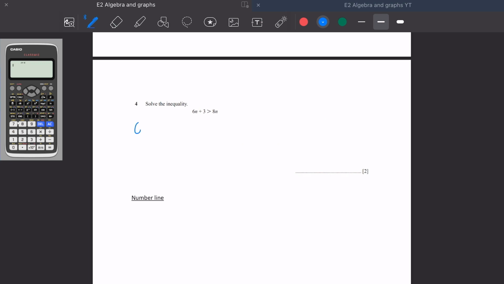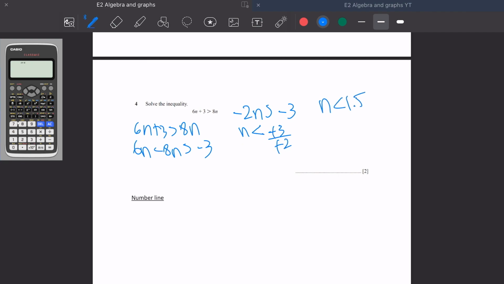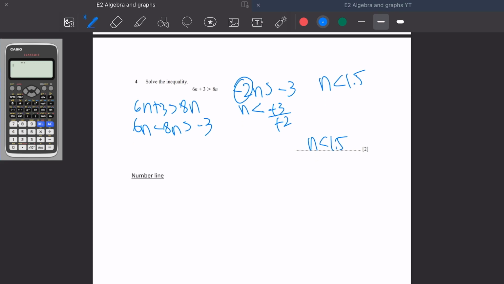Now we have 6n plus 3 is greater than 8n. Subtract 8n on both sides and bring plus 3 to the other side. You get minus 2n is greater than minus 3. So n is less than minus 3 by minus 2, which is 1.5. We flip the sign because we're dividing by minus 2 on both sides. So n is less than 1.5.